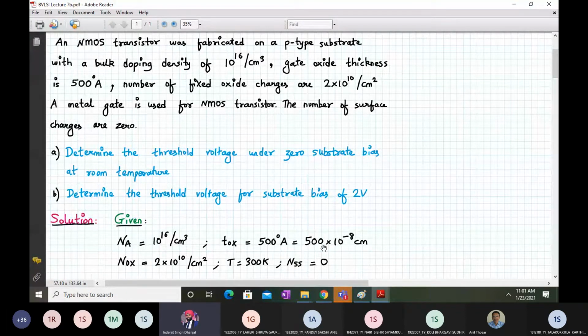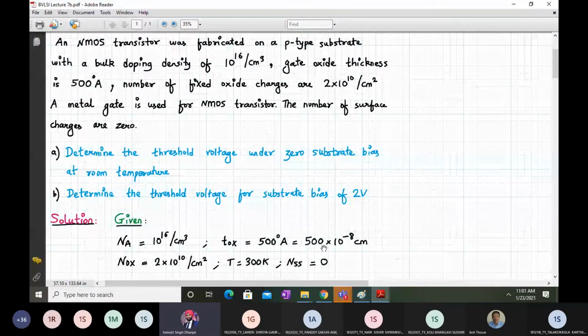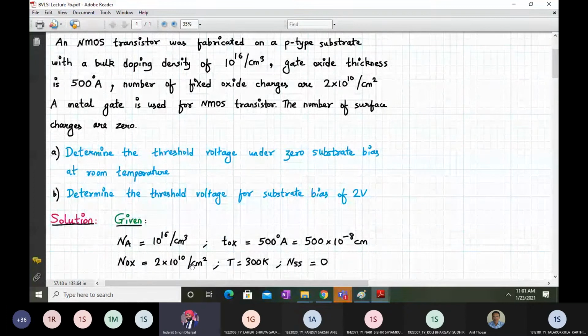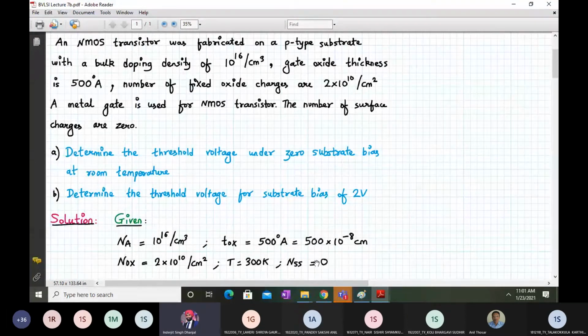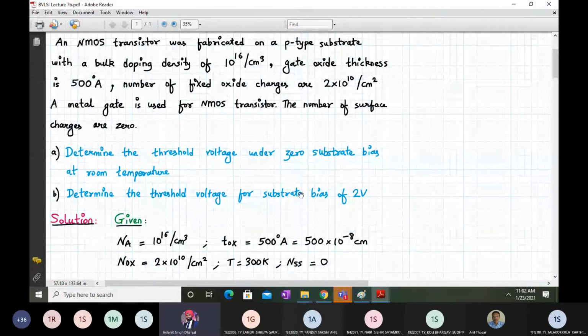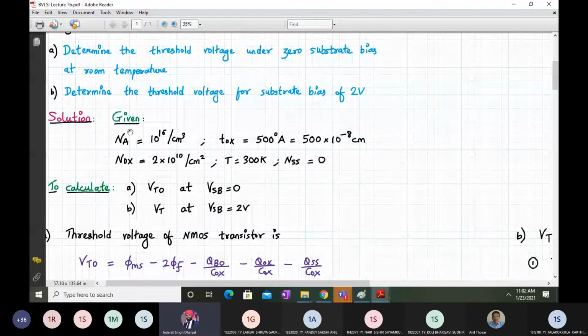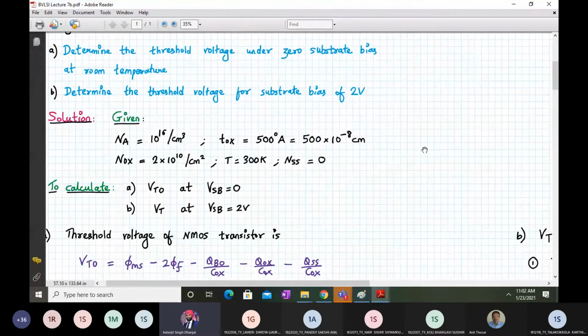So that is 500 into 10 raised to minus 8 centimeter. Then number of fixed oxide charges are 2 into 10 raised to 10. So that is nothing but NOx. NOx is 2 into 10 raised to 10 per centimeter square. Temperature is given as 300 Kelvin because it is room temperature, and number of surface charges are 0. That means NSS is equal to 0. Okay. So the first step is to write down this data. So please write down this data. I'll wait for 5 seconds.